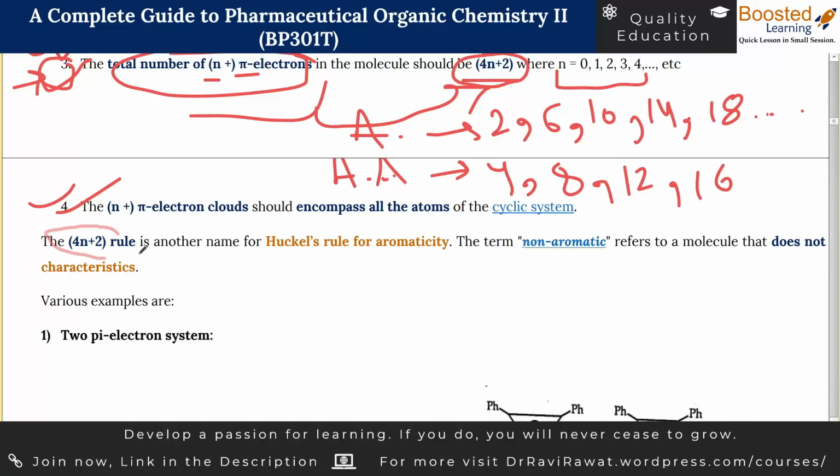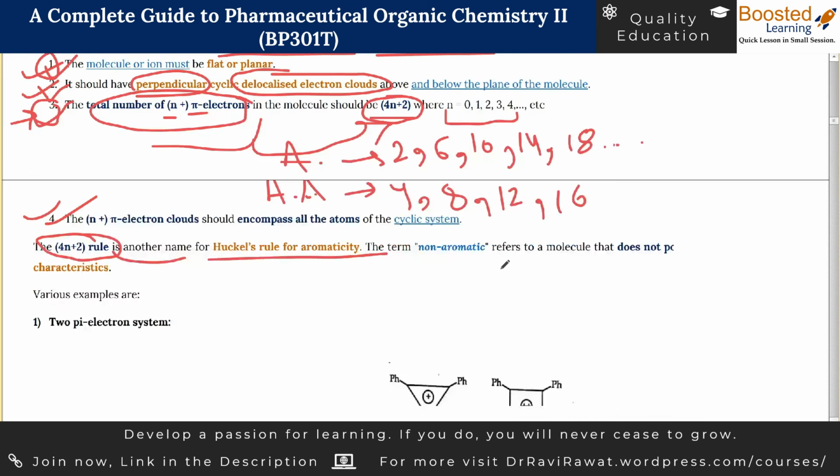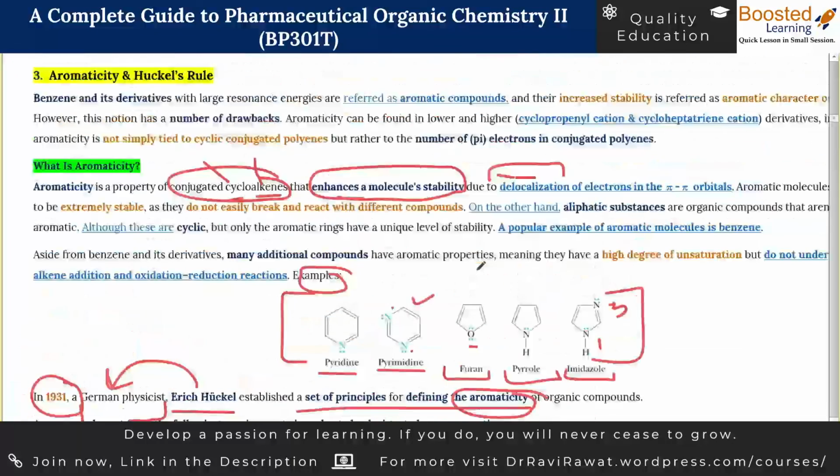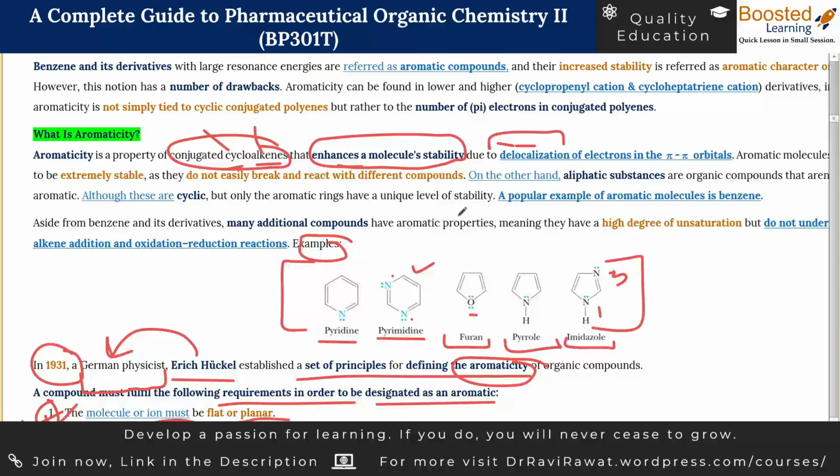So this 4n plus 2 rule is another name for Huckel's rule, and any molecule which does not follow any of these criteria is termed non-aromatic. So this was for this session. We have covered what aromaticity is. It's a big complex phenomenon. It is not simply limited to having a good smell, and there is more towards enhancing the stability, which is because of the delocalization of electrons.